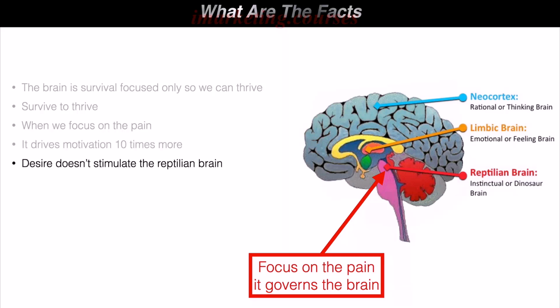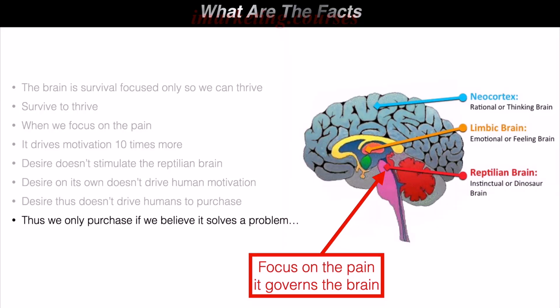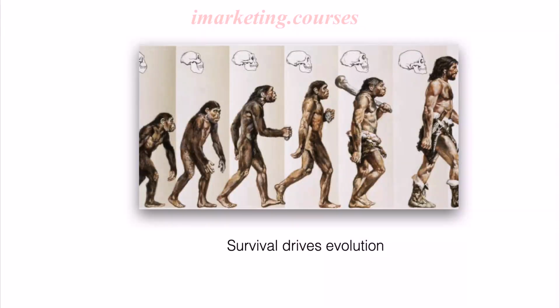Desire does not stimulate the reptilian brain. Desire on its own doesn't drive human motivation. Desire thus doesn't drive humans to purchase. Thus we only purchase if we believe it solves a problem. End of. And so that is the process of evolution. Survival drives evolution, and we are problem focused.